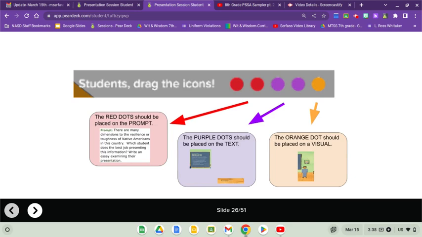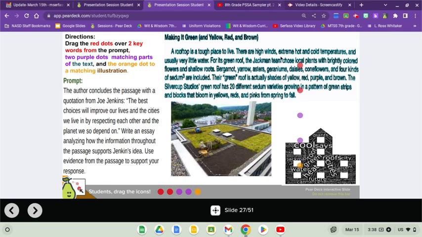So let's take a moment and revisit our TDA prompt. Slide 27. Please move those 2 red dots next to the prompt here on the left. Please move those 2 purple dots to the left of the heading for this paragraph at the top. And finally, please move this orange dot between the word cloud and the illustration. Take a moment now and move those 2 red dots to the 2 most important words in this prompt. Please do so now.